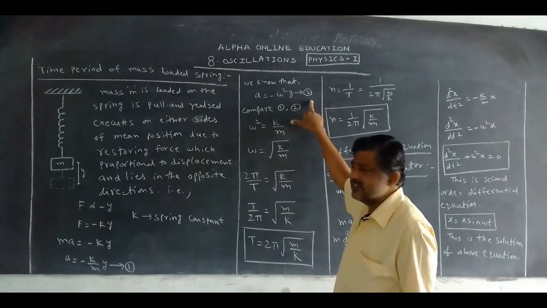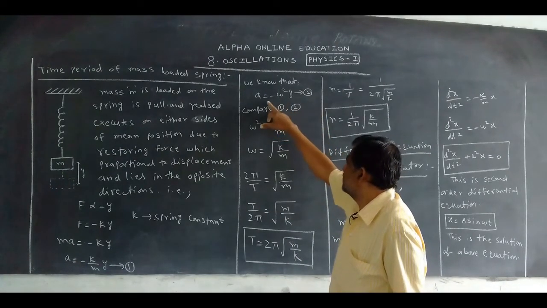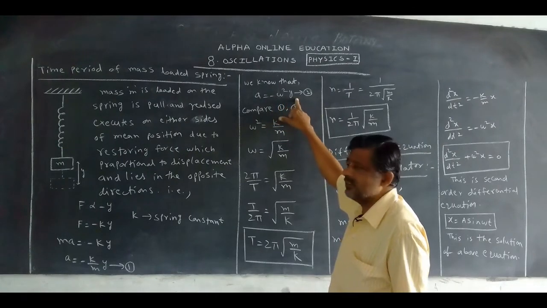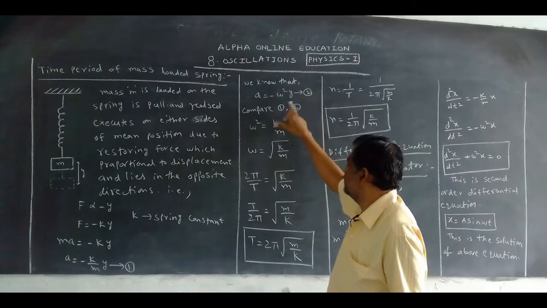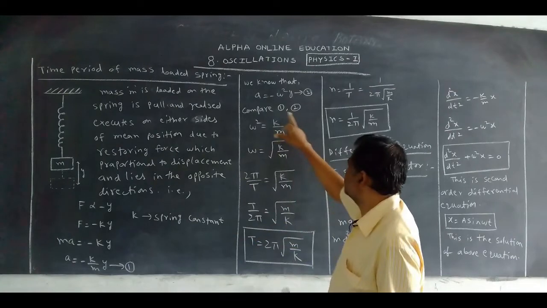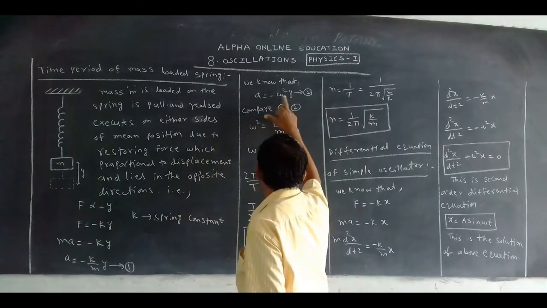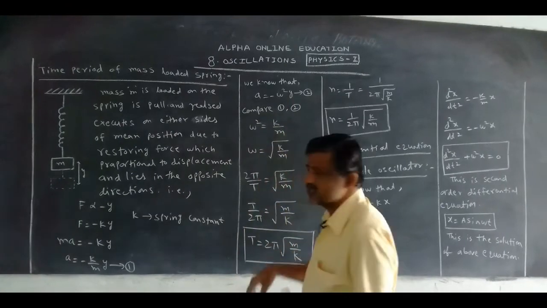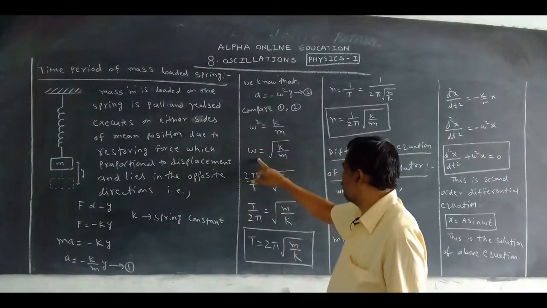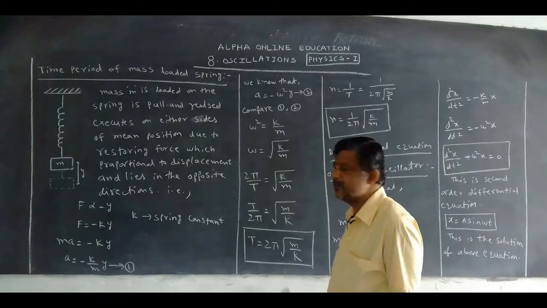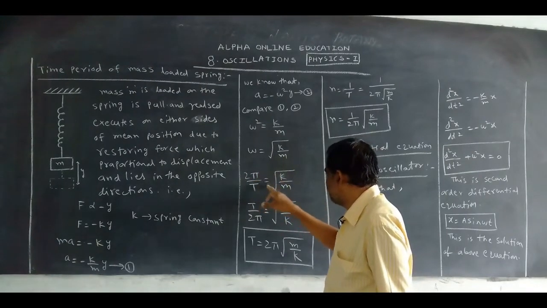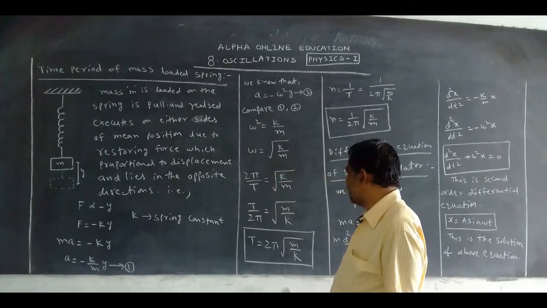Let us take this as equation 2: a = -ω²y. Compare equation 1 and equation 2. ω² is equal to how much? k/m. ω = √(k/m). What is ω? 2π/T = √(k/m).